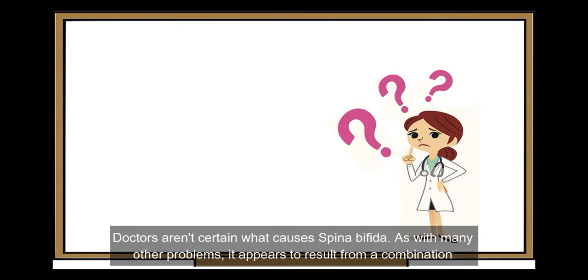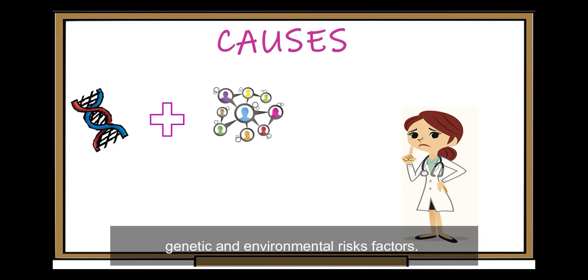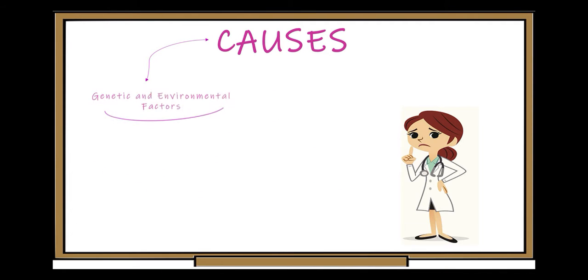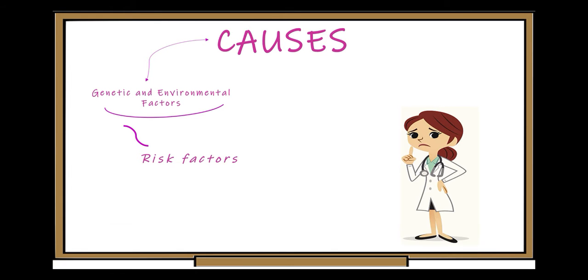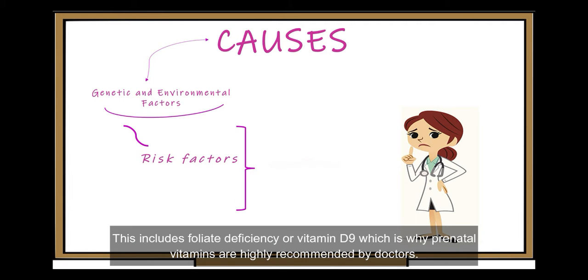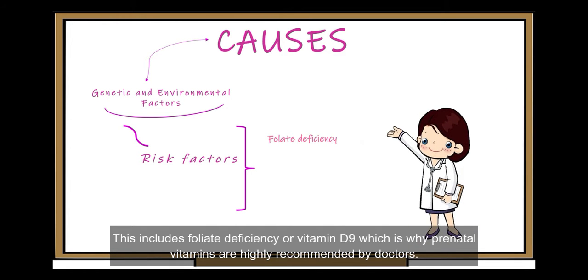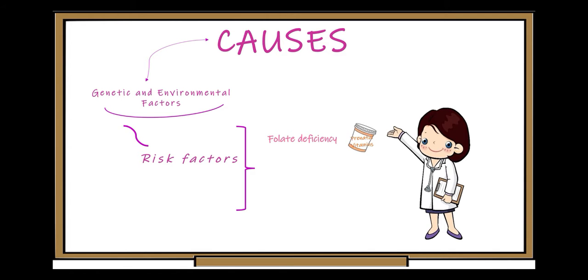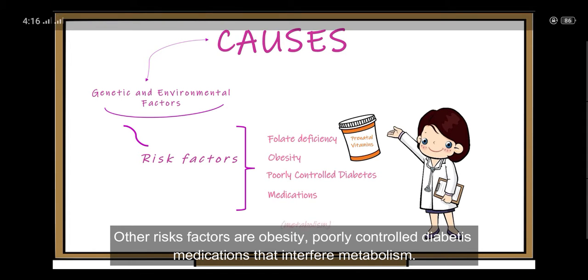Doctors aren't certain what causes Spina Bifida. As with many other problems, it appears to result from a combination of genetic and environmental risk factors. But medical experts have found risk factors that can increase a person's chance of developing Spina Bifida. This includes folate deficiency, or vitamin B9, which is why prenatal vitamins are highly recommended by doctors. Other risk factors are obesity, poorly controlled diabetes, and medications that interfere with metabolism.